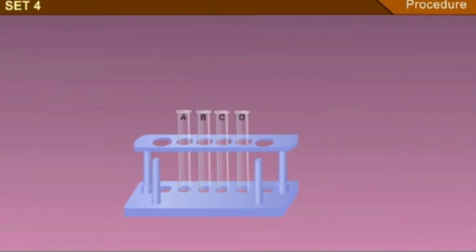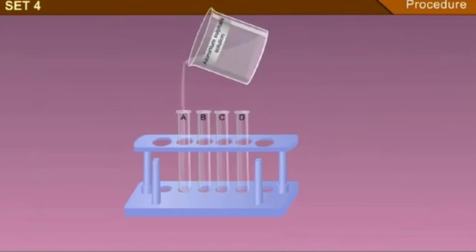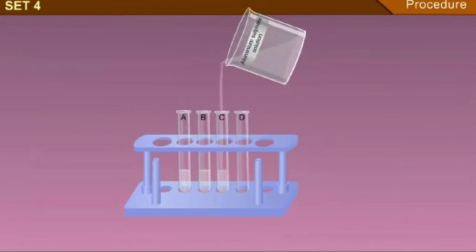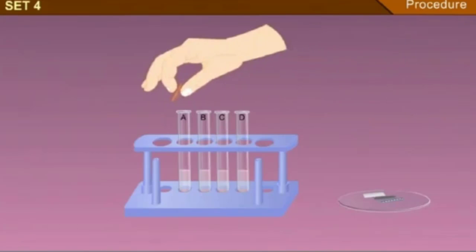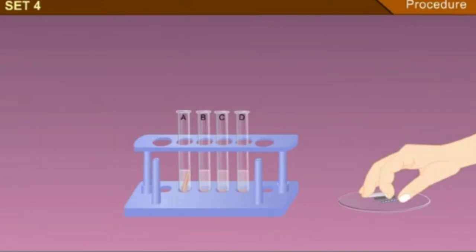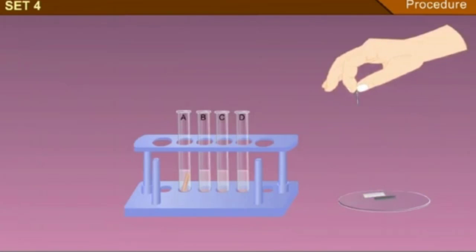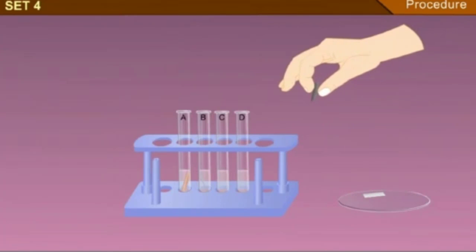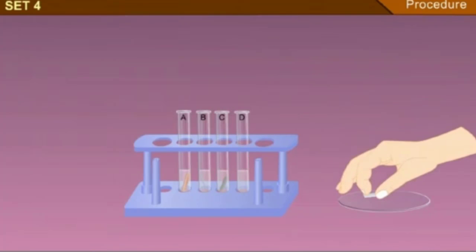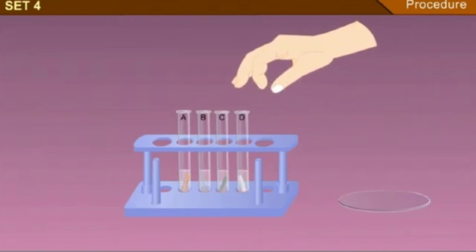Set 4. Wash the test tubes A, B, C and D with water. Pour 5 cc of aluminium sulfate solution in each test tube. 1. In the test tube A, introduce a small piece of copper rubbed by sandpaper. 2. In the test tube B, introduce a small piece of iron rubbed by sandpaper. 3. In the test tube C, introduce a small piece of zinc rubbed by sandpaper. 4. In the test tube D, introduce a small piece of aluminium rubbed by sandpaper.